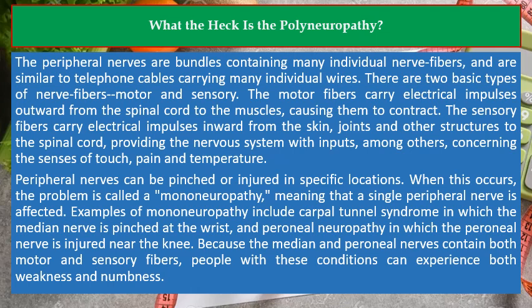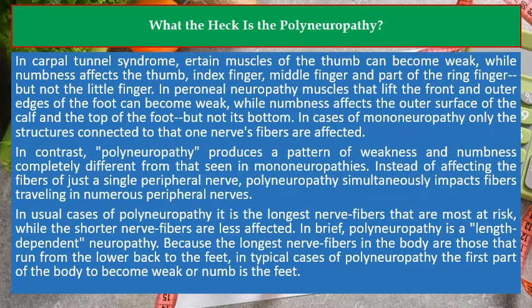Because the median and peroneal nerves contain both motor and sensory fibers, people with these conditions can experience both weakness and numbness. In carpal tunnel syndrome, muscles of the thumb can become weak, while numbness affects the thumb, index finger, middle finger and part of the ring finger but not the little finger.